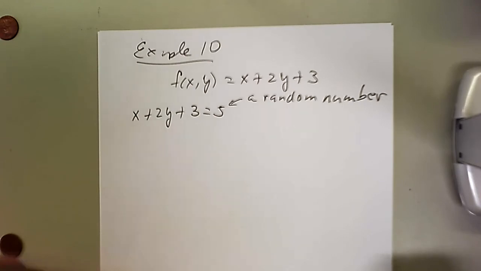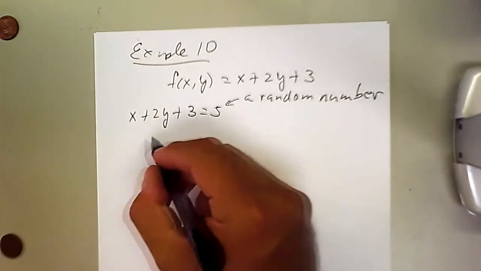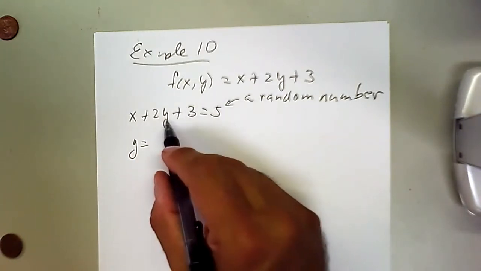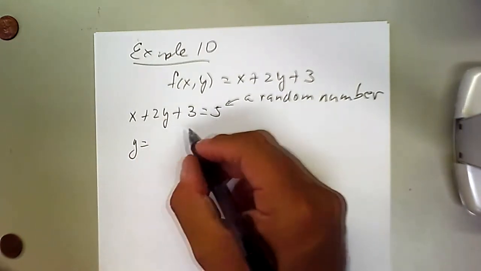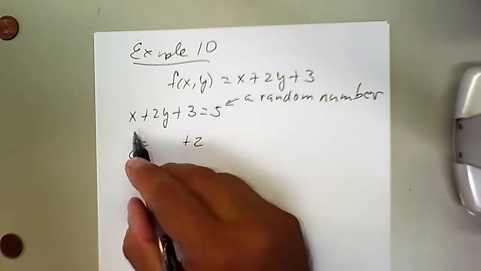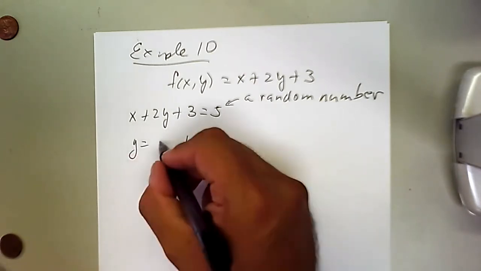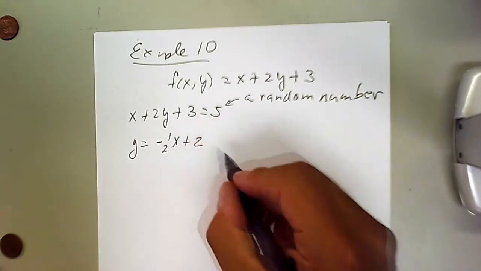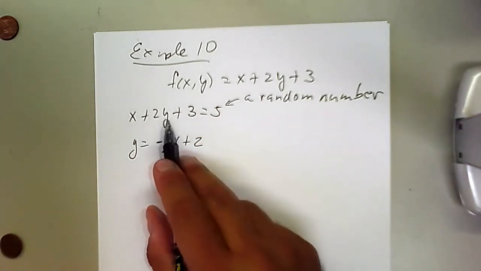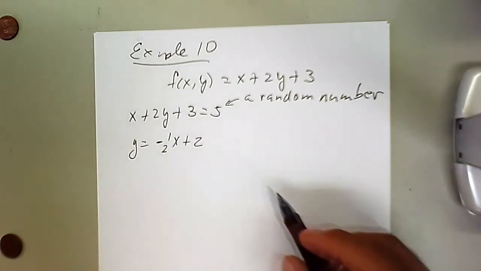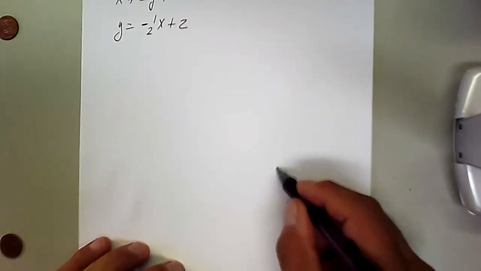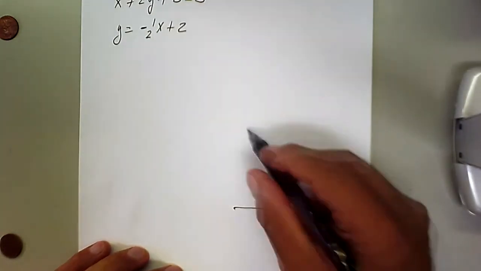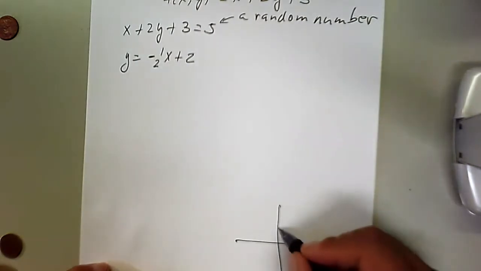So just a random number, 5. If we solve this equation for y, the 3 goes over, so we have 2. And then the x goes over, but then we have to divide by 2, so y equals negative 1/2 x plus 1. Solving this equation for y, we end up with this line. I'm going to start drawing this. The slope is negative 1/2, and we have a y-intercept of 2.